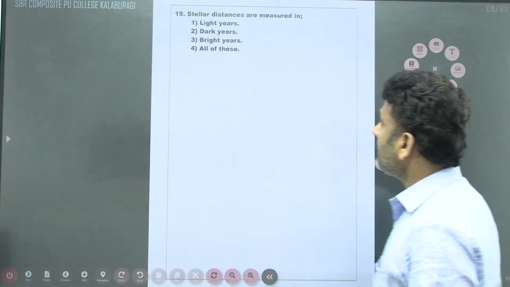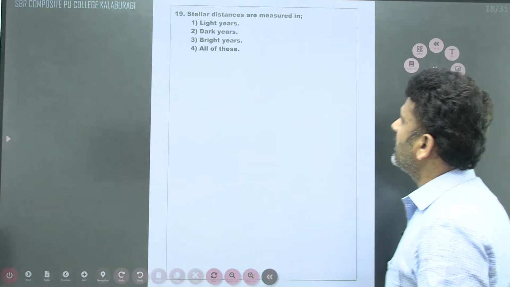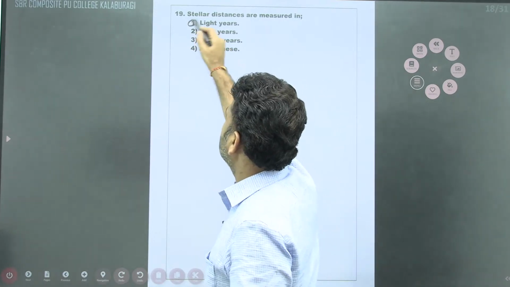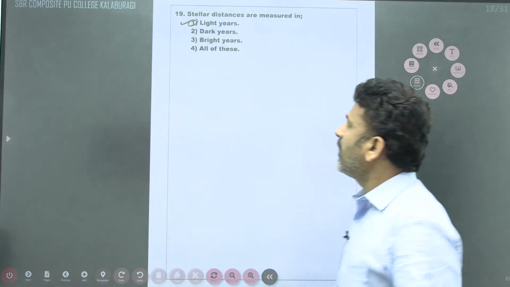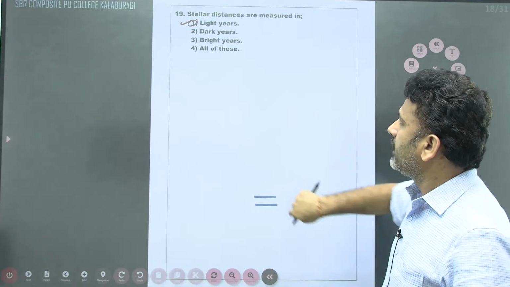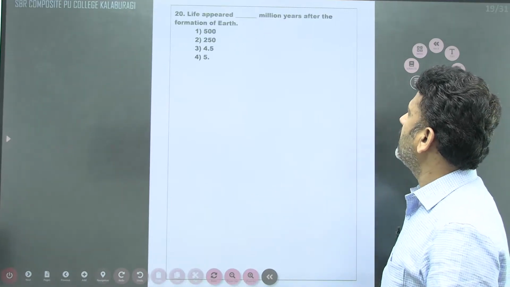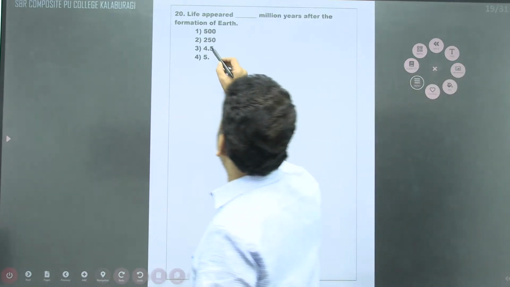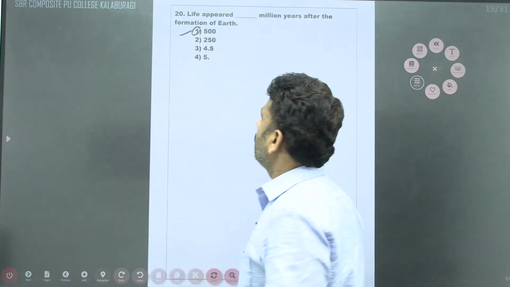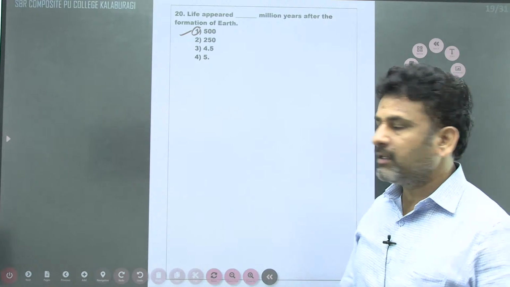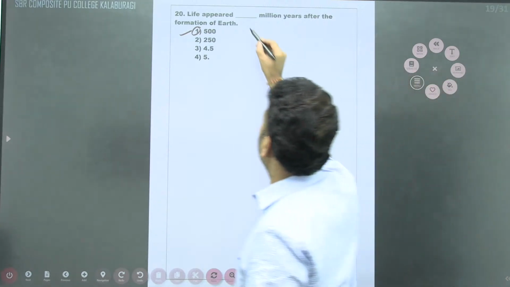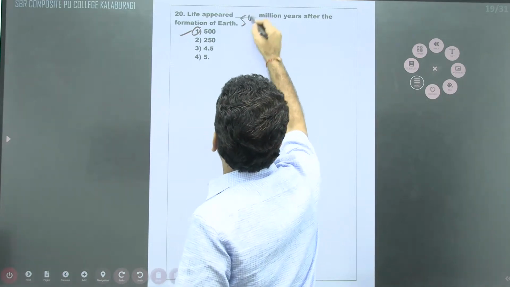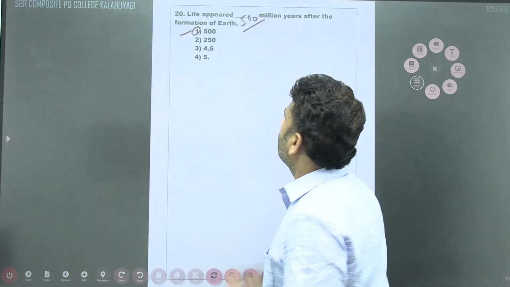Next, stellar distances are measured in light years. Next, life appeared dash million years after the formation of Earth. About 500 million years after the formation of Earth, the first life forms evolved on Earth's surface. That is 500 million years.